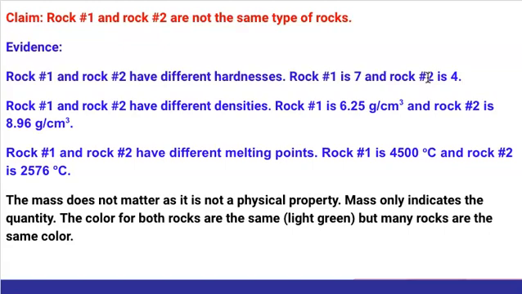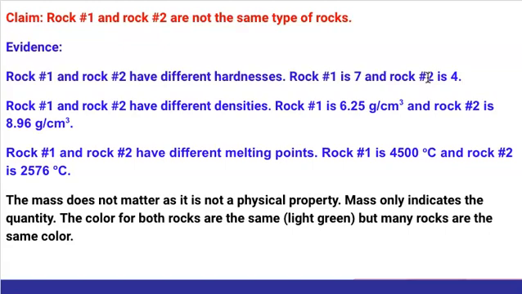You don't want to just say, and I'm afraid some people might say that, oh, rock number 1 and 2, they have different hardnesses, densities, and melting point. You would only get a developing for that because you're not as detailed as you need to be. So you want to make sure you have both qualitative and quantitative. Quantitative meaning numbers. And just saying rock 1 and rock 2 is not good enough.